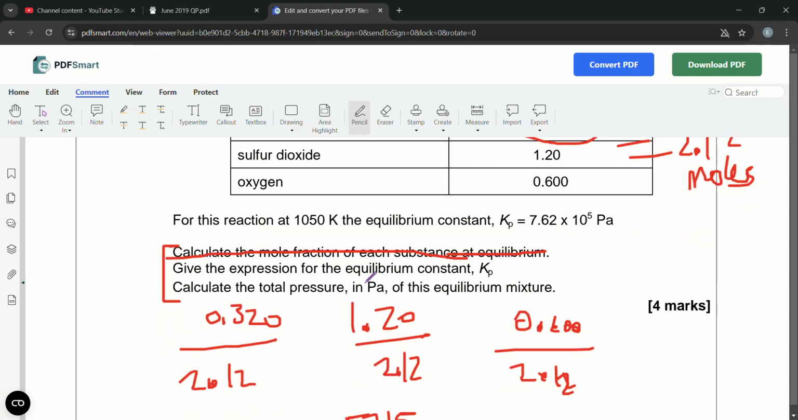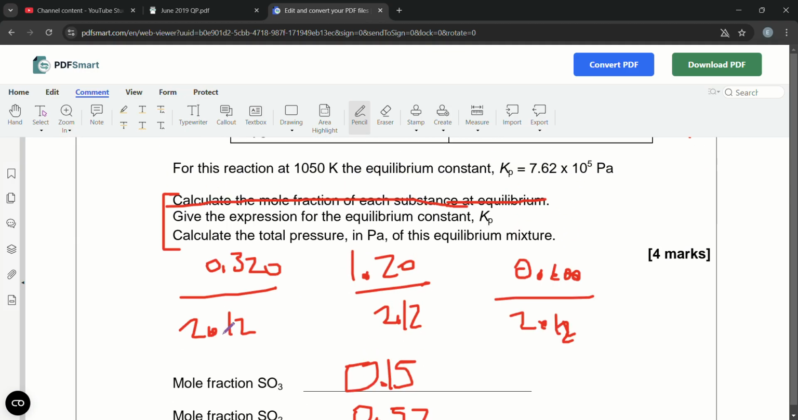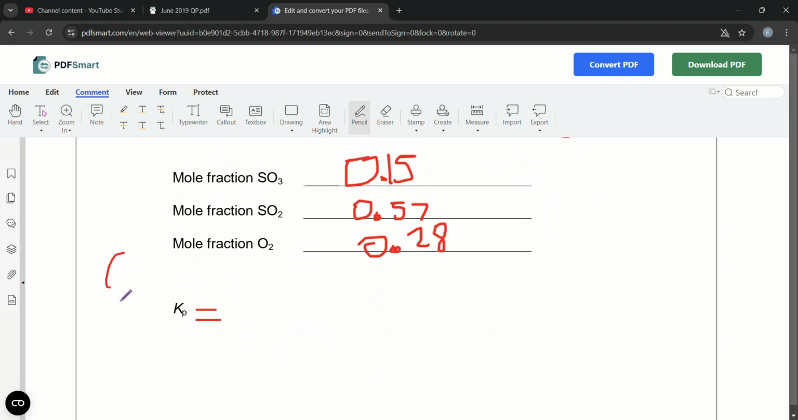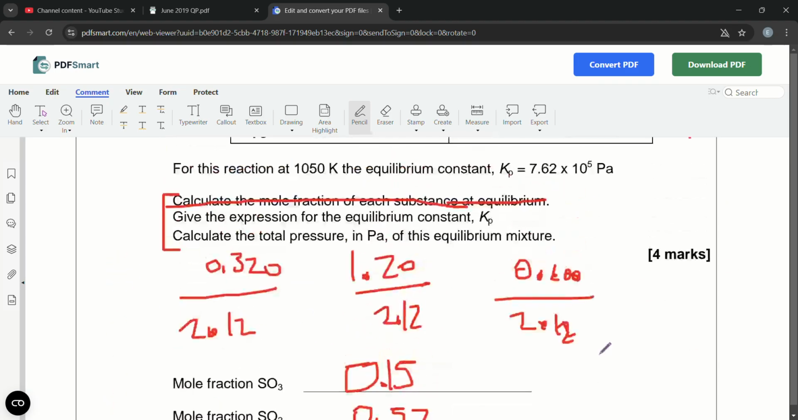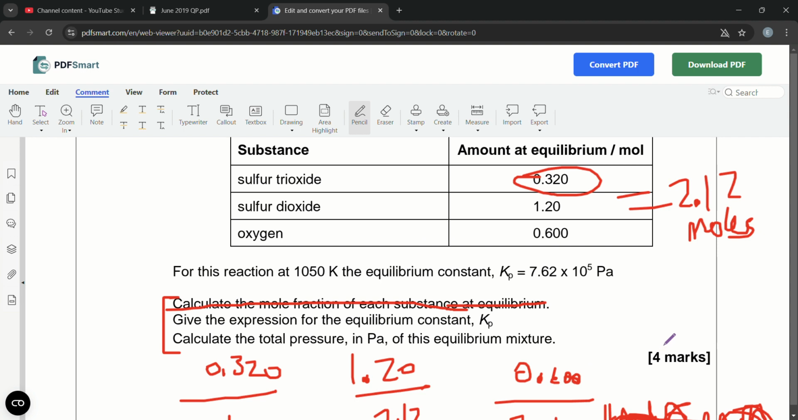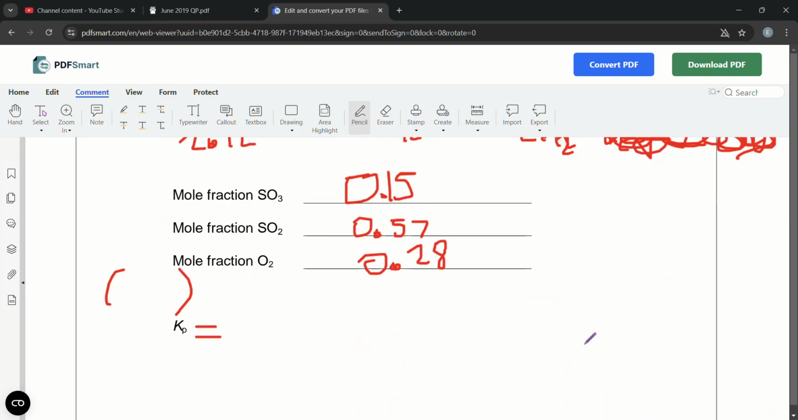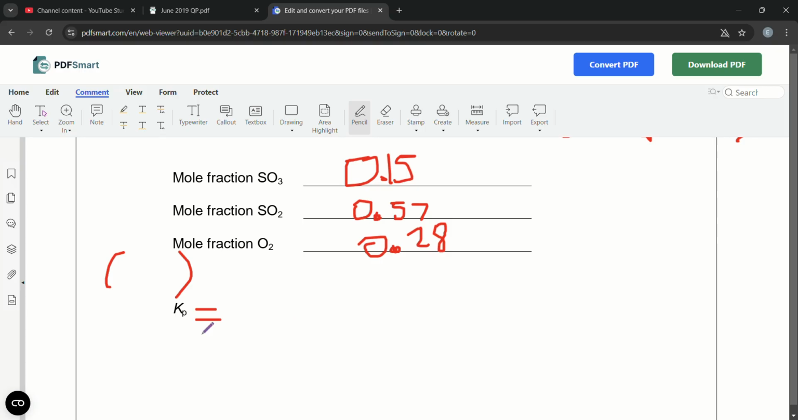Give the expression for the equilibrium constant Kp, just as given expression. Well, remember with Kp, it's curly brackets. With Kc, it's square brackets. We're dealing with Kp. I got confused on an equilibrium Kp question, and I lost 1-2 marks just because I used square brackets instead of curly brackets. So just remember, Kp curly brackets.